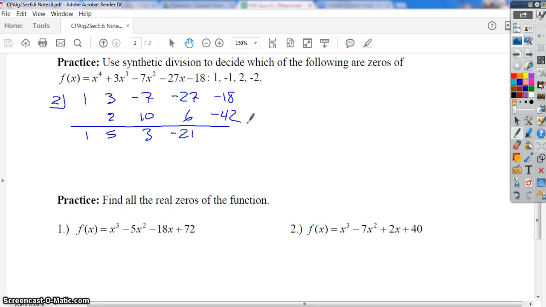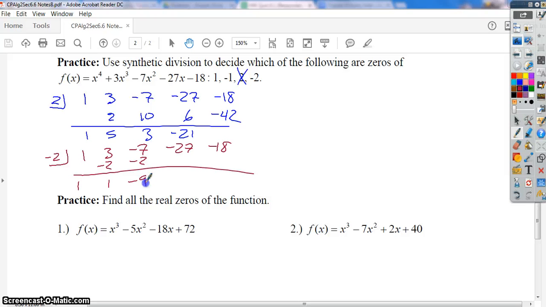That's not going to give me 2. So this is a no-go. 2 is a no-go. I'm now going to go to, say, negative 2. I'm going to do 1, 3, negative 7, negative 27, and negative 18. Bring down 1. This is negative 2. This is negative 9. 18, which is negative 9. This is positive 18. Yes, this one works. Negative 2 is a go.